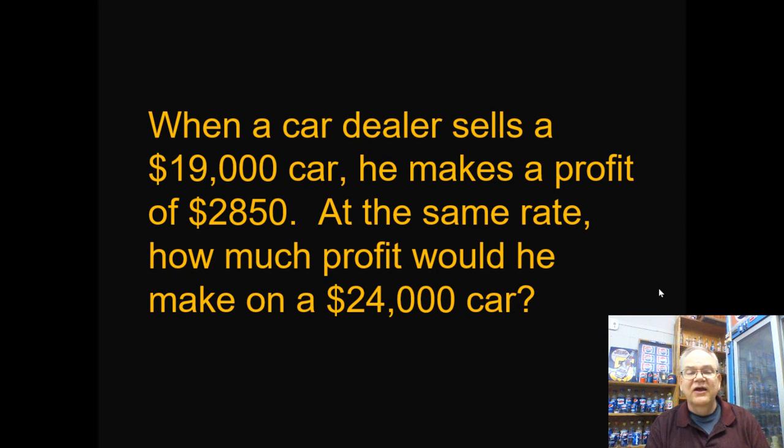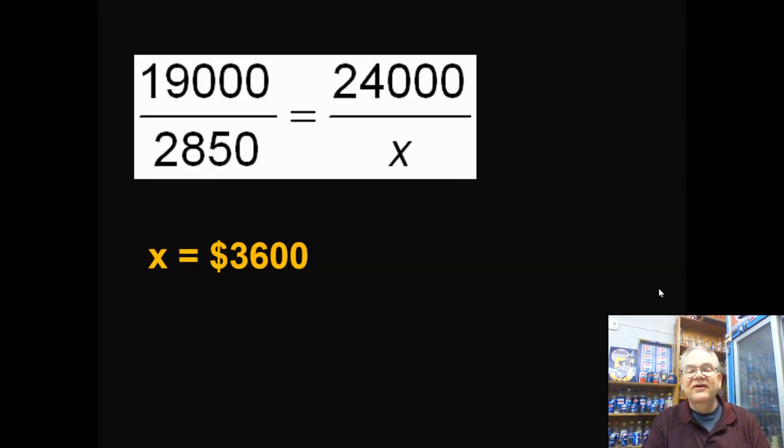Then I think, what order did I write things down in? I put the price of the car on top and I put the profit on the bottom. So I'm going to set that equal to the price of the other car and the profit I would make, which is what we're trying to find. Again, here I'd cross multiply 2850 times 24,000 divided by 19,000, and we end up with an answer of 3,600 bucks.